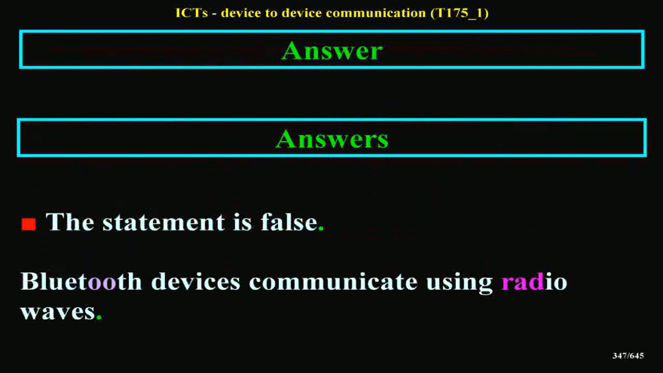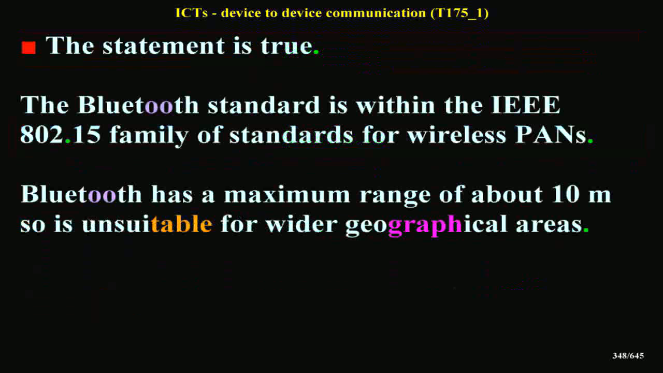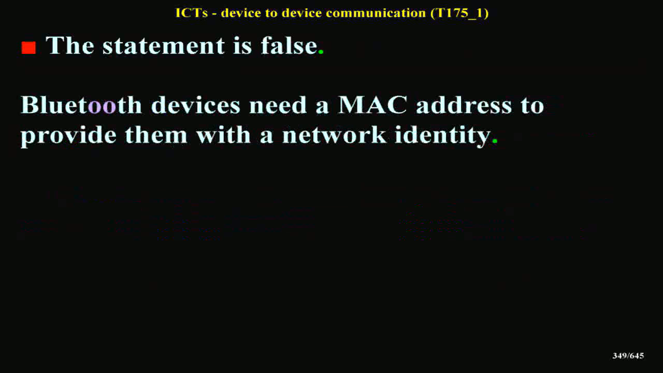Answers. The statement is false. Bluetooth devices communicate using radio waves. The statement is true. The Bluetooth standard is within the IEEE 802.15 family of standards for wireless PANs. Bluetooth has a maximum range of about 10 m, so is unsuitable for wider geographical areas. The statement is false.